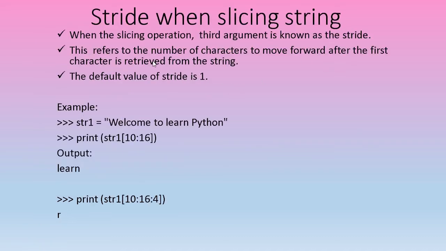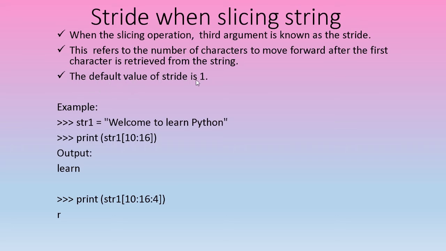Stride when slicing the string. In the slicing operation, the third argument is known as the stride. When you slice, you normally define two arguments only. If you mention the third argument, that is called the stride. It refers to the number of characters to move forward after the first character is retrieved from the string. The third argument tells how many steps to move forward after taking the first character.